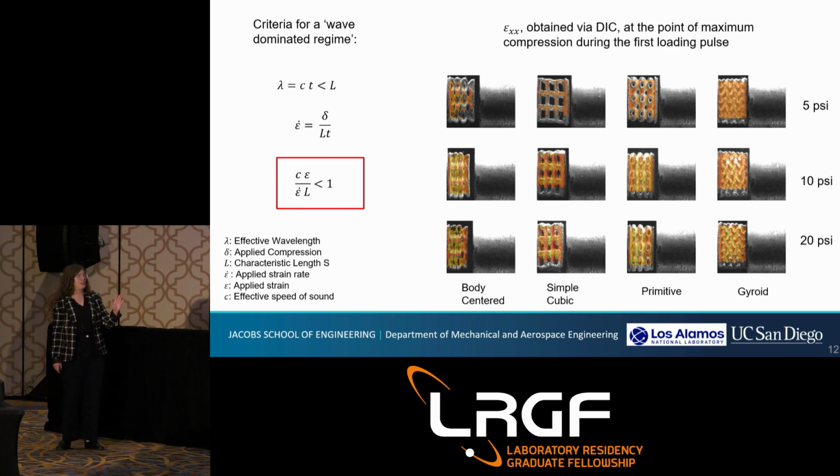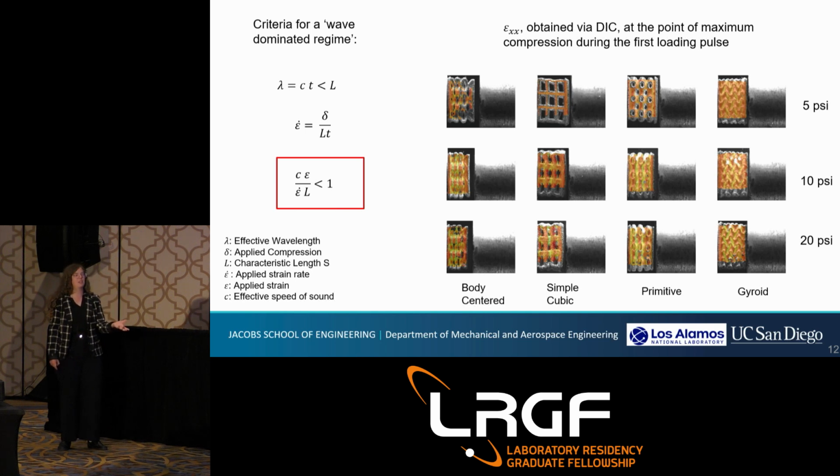And so we define what we're calling a wave-dominated regime, which essentially means that the dynamic deformation has been localized within the lattice, which means that you have the possibility to get inertial effects occurring as the lattice deforms. We define this as occurring when the effective wavelength, which is equal to the effective speed of sound times the time, is less than some characteristic length.